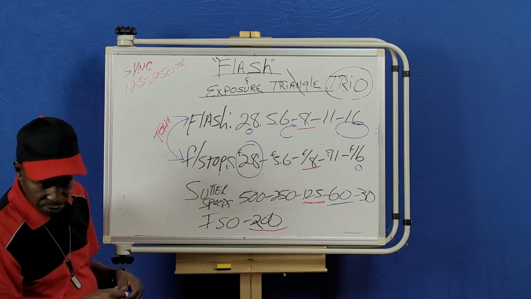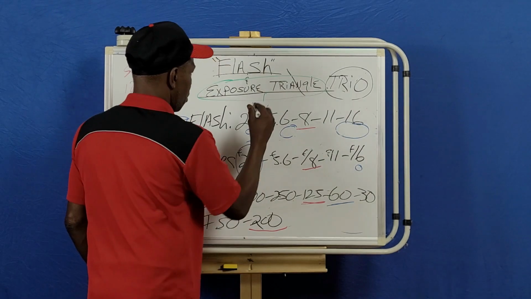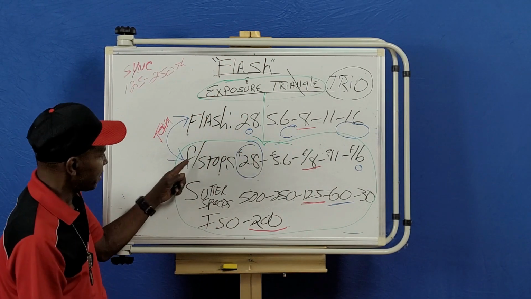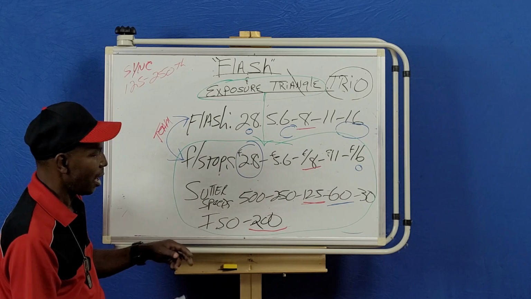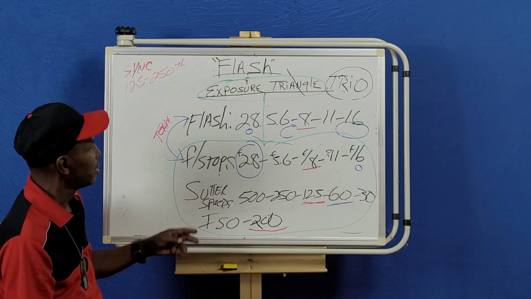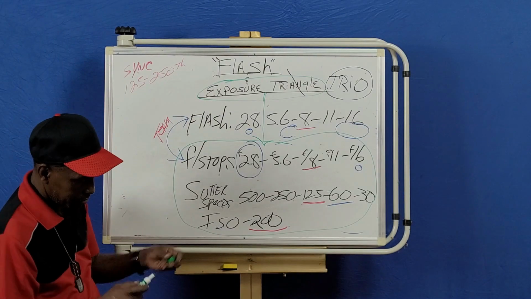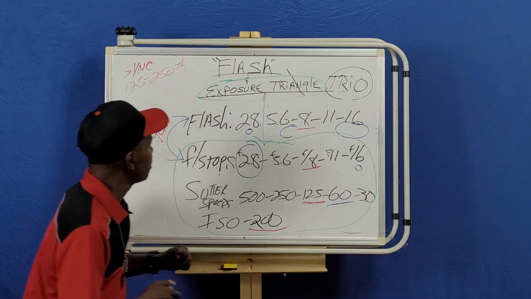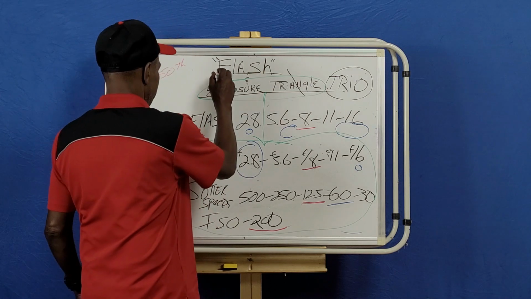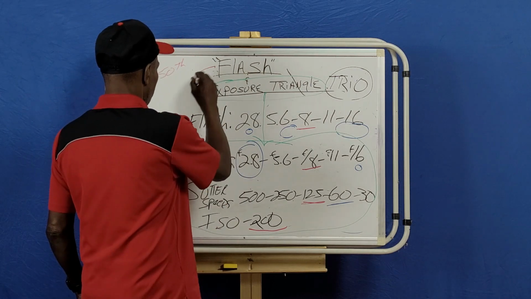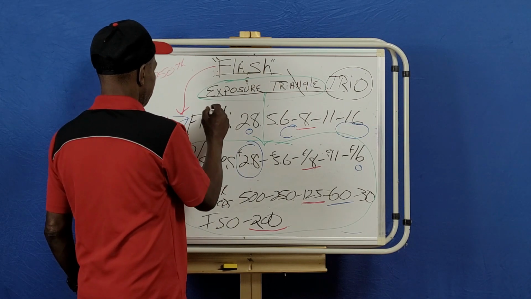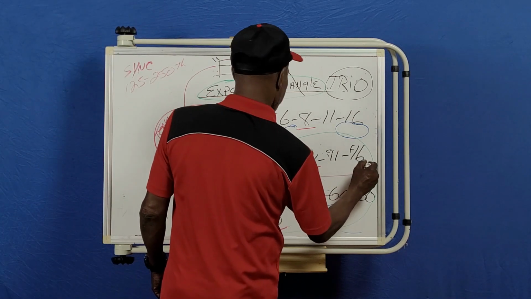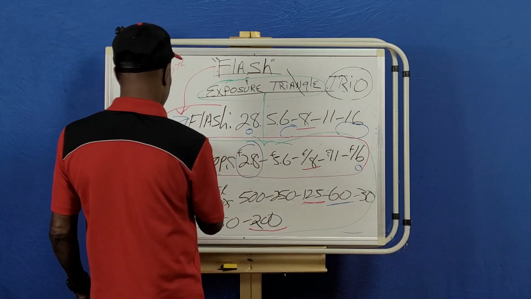So just remember the exposure trio are your f-stops, your shutter speeds, and your ISO. They all work together to get the correct exposure. But once you add in the flash, then the game changes. Once you add that flash in, now it's your flash and your f-stop that works as a team.